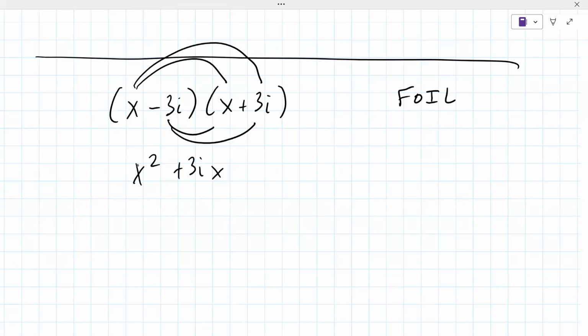Negative 3ix and negative 9i squared. So the i times the i gets you the i squared. Is that okay? Oh yeah, because the two i's, yeah. All right, now we said before i squared is really -1. So instead of i squared, you're going to replace that with -1, but you're multiplying.